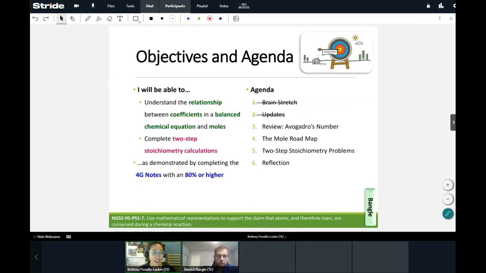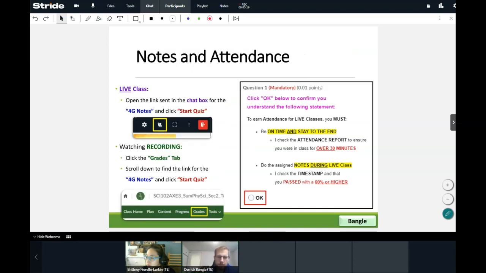Let's go ahead and go over objectives. Because this is part 2 of the lesson we started yesterday, we're still working with those coefficients, using balanced chemical equations and converting between moles and mass. Let's take out our notes. I already see many of you have raised your hand, but let me start.